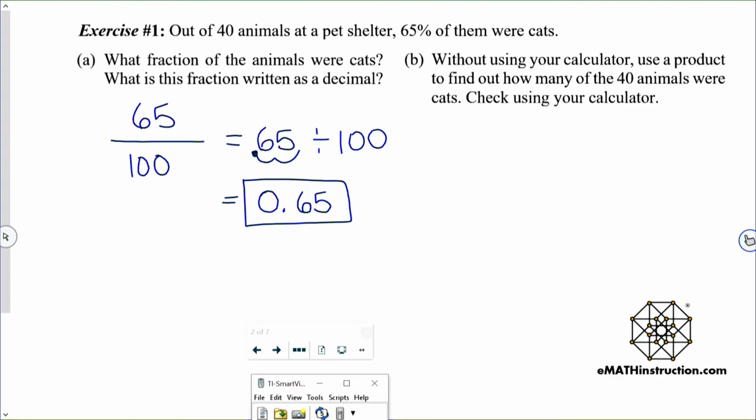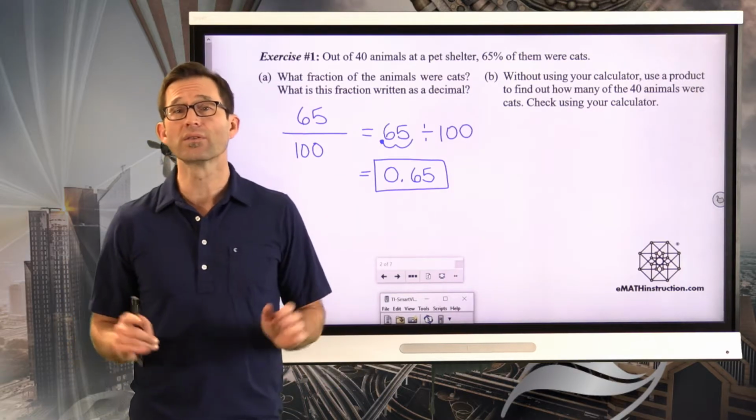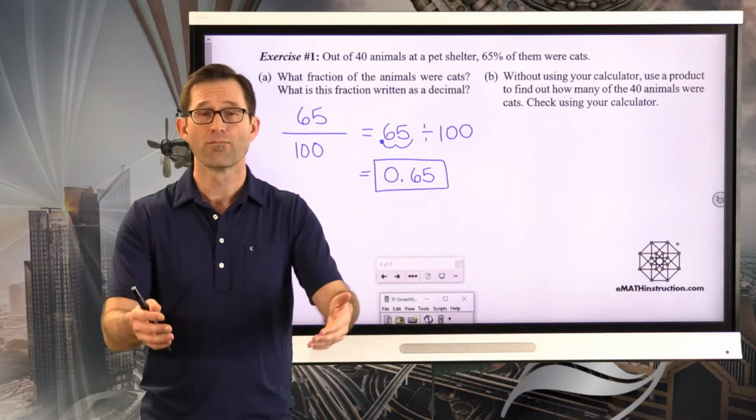Now, let's take a look at letter B. Without using your calculator, what? Kirk promised I'd get to use my calculator the entire time. Okay, this is it though. Without using your calculator, use a product to find out how many of the 40 animals were cats. Check using your calculator.